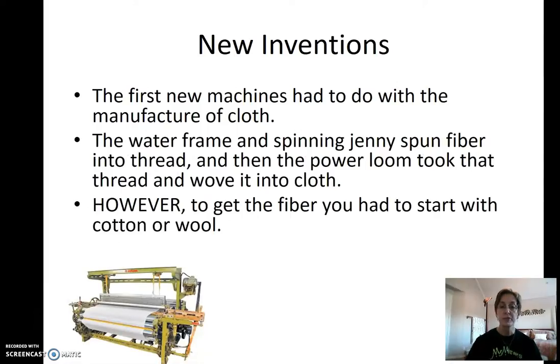All right, so some of the new inventions were these. There was a water frame and a spinning jenny that used to spin fiber into thread, and then the power loom took that thread and wove it into cloth. So please make the distinction between the two machines. There was a thing that would pull the fiber out and make it into thread. And then there was a separate thing, the power loom, you see a picture of it down there, that takes that thread and weaves it into cloth. It's two separate machines. Of course, you have to start with cotton or wool to get the fiber at first, all right? But those two machines, separate machines, were what drove the Industrial Revolution, first in Britain and then in the United States.